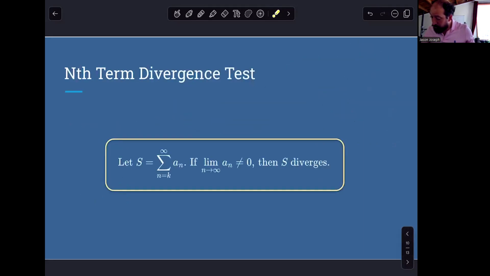So one thing to point out is that it could be here that the limit doesn't exist, and this test still says that the series diverges. It doesn't necessarily diverge to infinity, but whether this limit exists and it's a number that's not zero, or whether the limit doesn't exist at all, you can conclude that the series diverges. You may have to think harder about whether it is diverging to infinity or not.